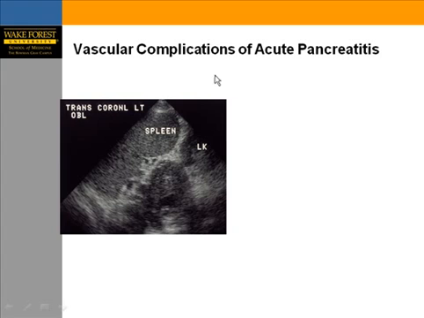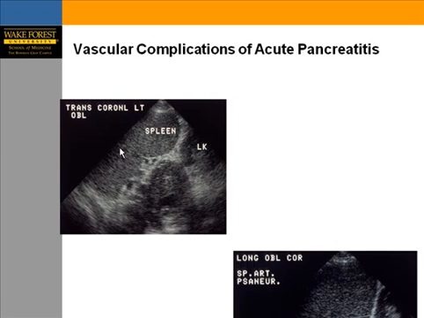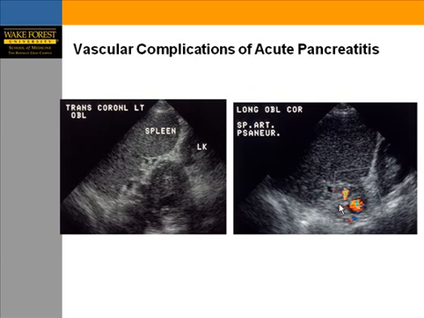Another example of a complication of acute pancreatitis. If you look at this grayscale image on the right-hand side, you would see nothing of interest. But when you use color Doppler, you can easily identify that this cystic structure here is actually a pseudoaneurysm of the splenic artery.